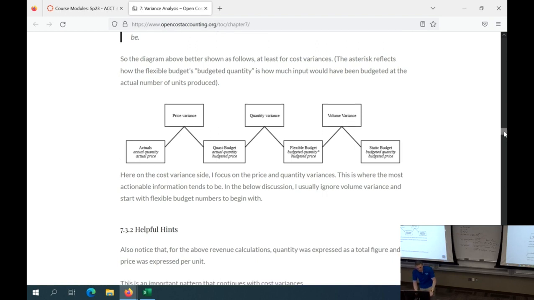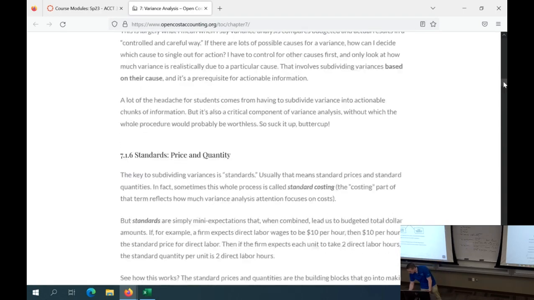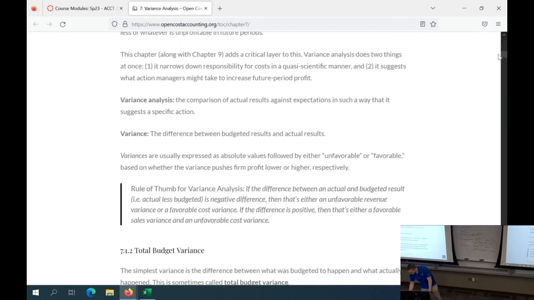And then I'll put the exclamation point right here on that. So, like I said at the very beginning, as promised in this chapter, the point of variance analysis is to compare actual results against expectations in such a way that it suggests a specific action, or gets you very close to suggesting a specific action. It lets you ask the right questions that will lead you to the right action for correction.